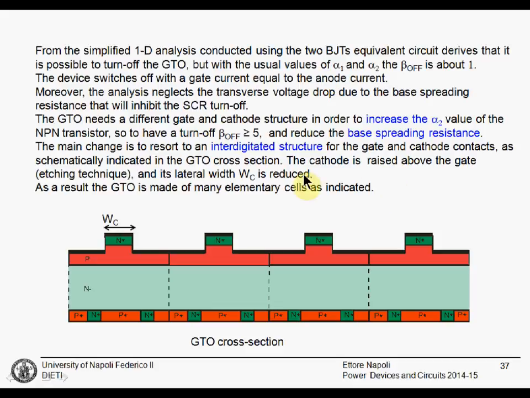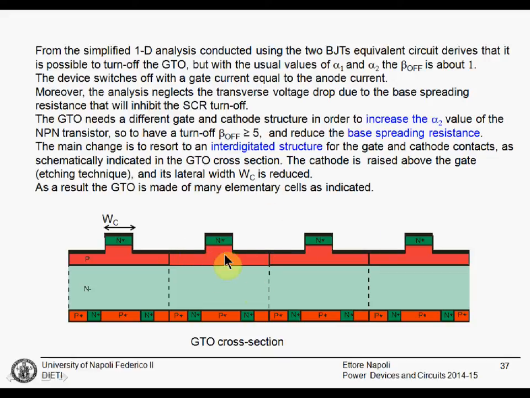Finally, this means that we need to slightly change the structure of the GTO in order, first of all, to be closer to what we expected, the large alpha 2 value, and the sum of alpha 1 plus alpha 2 very close to unity in the on state. We also need to reduce the base spreading resistance, because when we extract the current, we don't want to switch on the NPN transistor, and this means that the current flowing here from here to here doesn't have to switch on this junction.